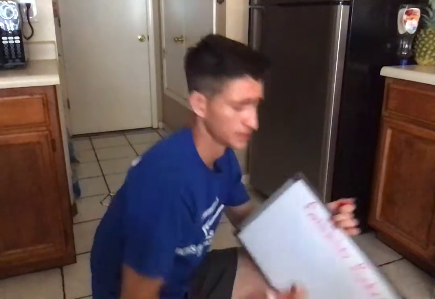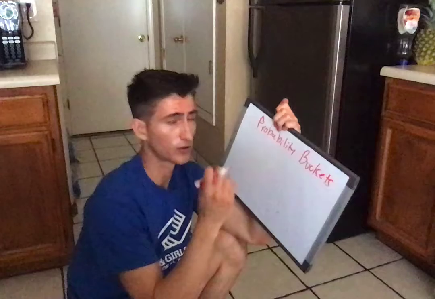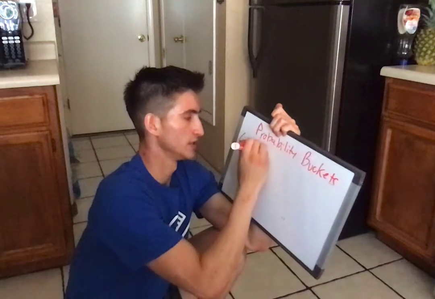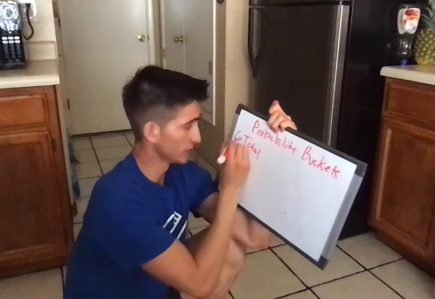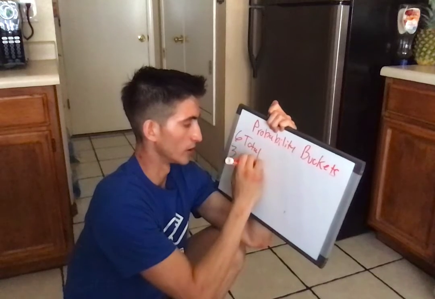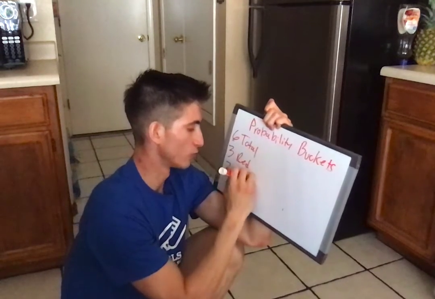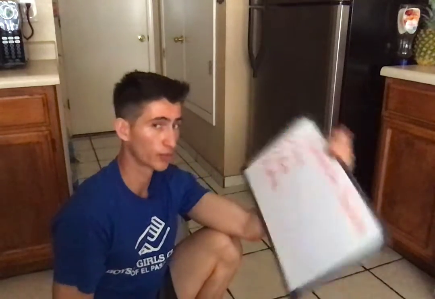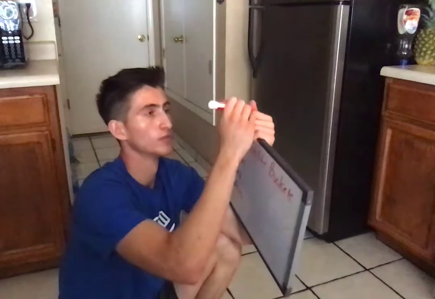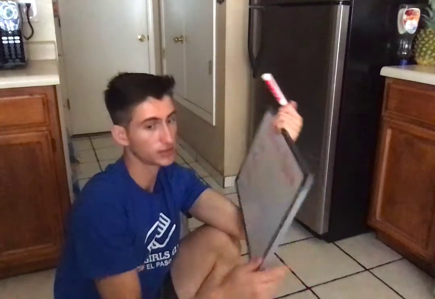So, I know that I have 6 paper balls in total. 6 in total. 3 of them are red marked, right? 3 of them are red. 3 of them are just plain white. Okay? So this is how you do your probability, okay? So let's start shooting this stuff first, okay? Like the little balls. And then we'll count them at the end.